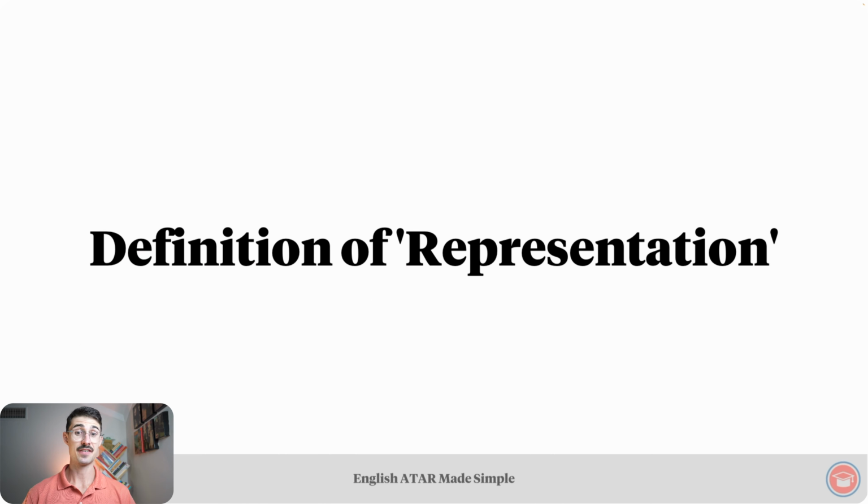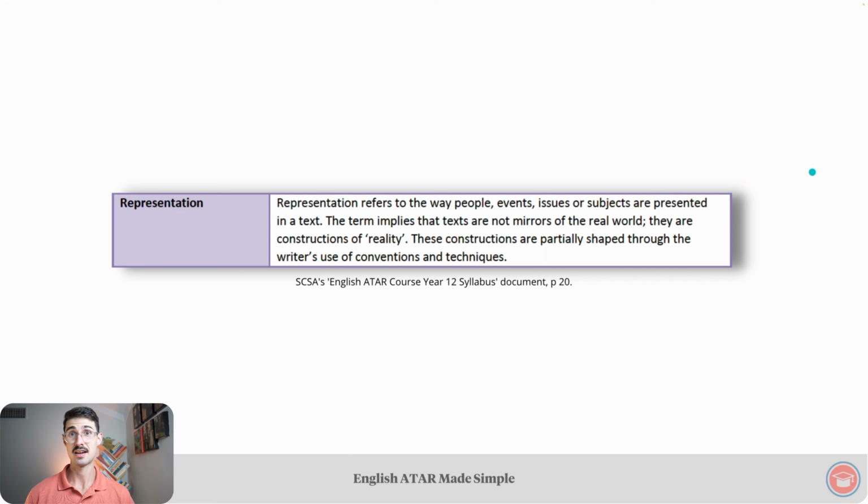First up, our definition of representation. This is what the SCSA glossary has to say about it. Representation refers to the way people, events, issues, or subjects are presented in a text. The term implies that texts are not mirrors of the real world. They are constructions of reality. These constructions are partially shaped through the writer's use of conventions and techniques.